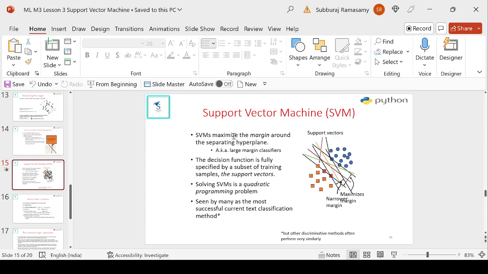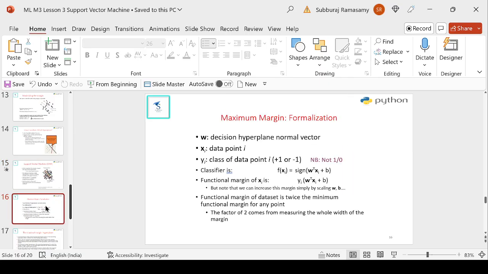SVM maximizes the margin around the separating hyperplane. The decision function is fully specified by a subset of training samples. What are those? They are the support vectors. See, the support vectors determine the decision function. Solving the SVM is a quadratic programming problem, seen by many as the most successful current text classification method. It is very useful for classifying text. So we are interested in building a maximum margin classifier with a linear classifier.